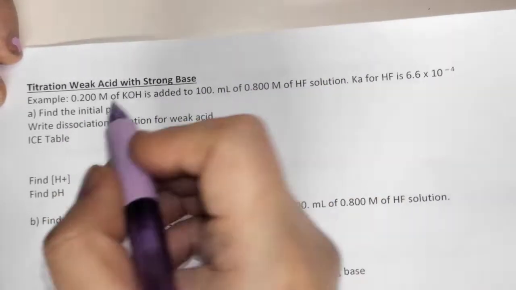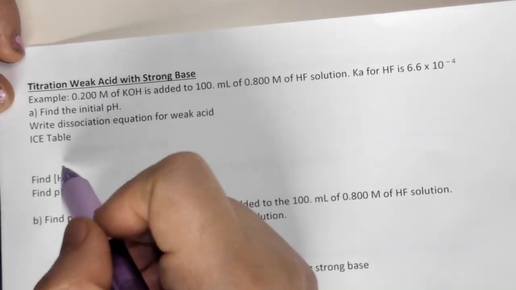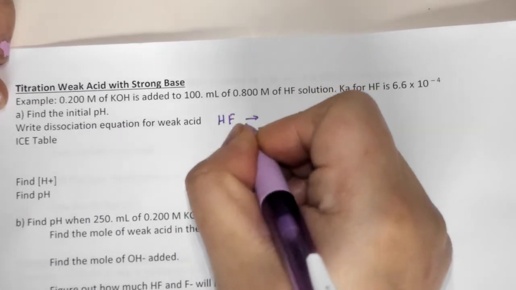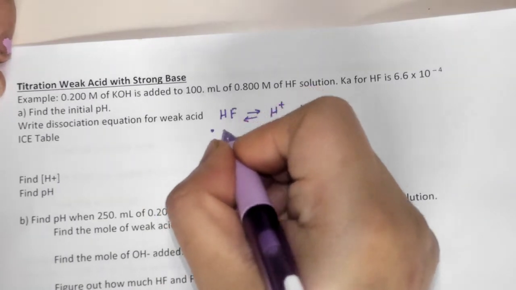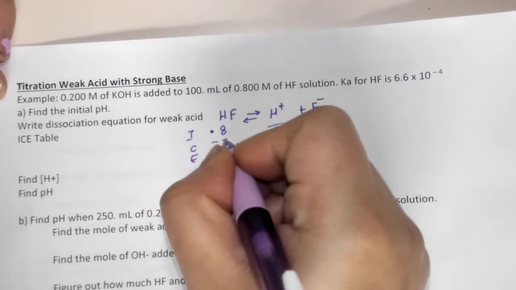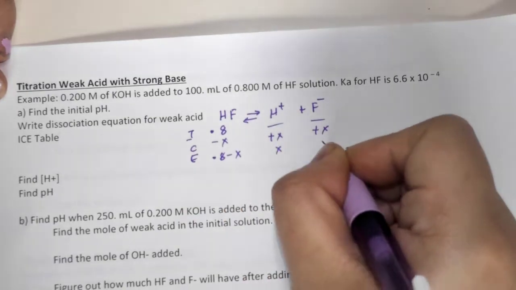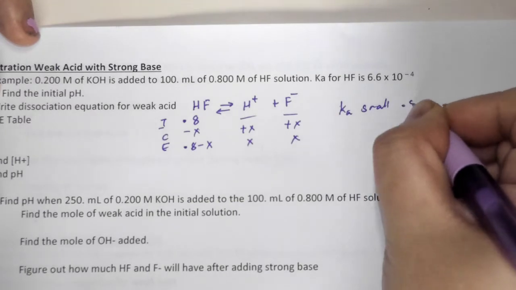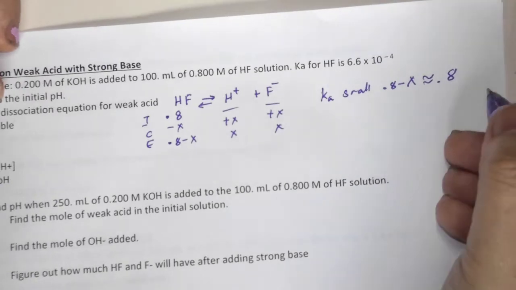Okay, so let's get started. Initial pH, how to find it. For the weak one, you always have to do ICE. So we're gonna do the ICE dissociation thing. So write the dissociation. So HF dissociates into H plus and F minus, HF concentration 0.8. That's what it said. Initial, change, equilibrium, nothing here. Minus x, plus x, plus x, 0.8 minus x, x. Again, Ka small, so we're going to assume 0.8 minus x is approximately 0.8.